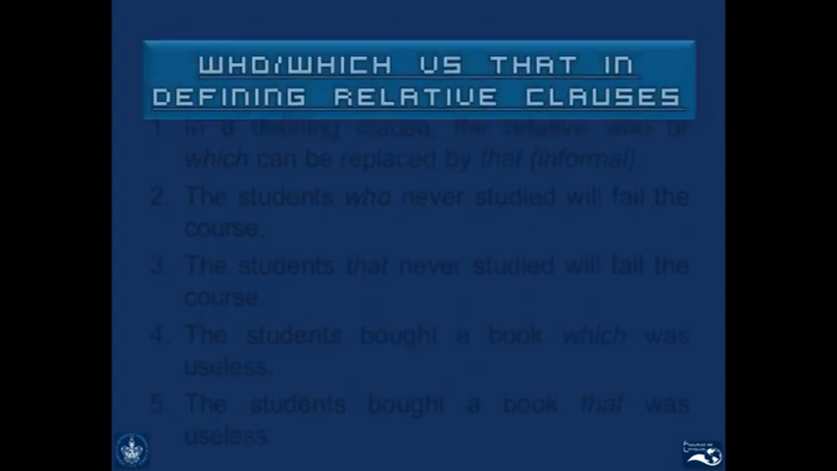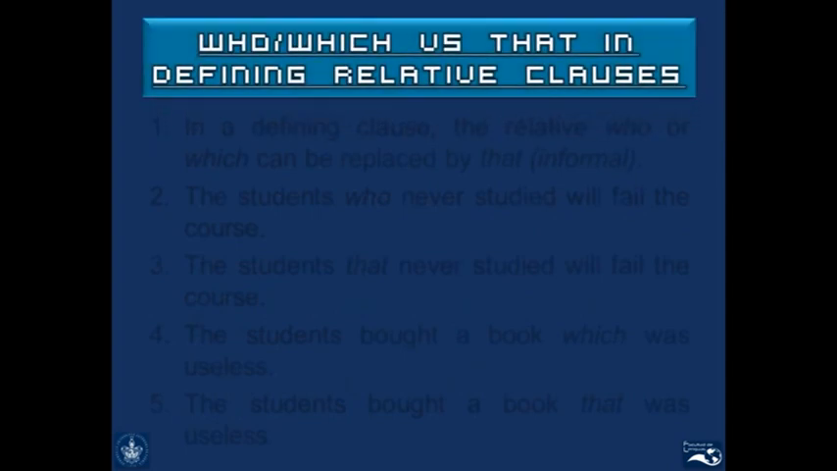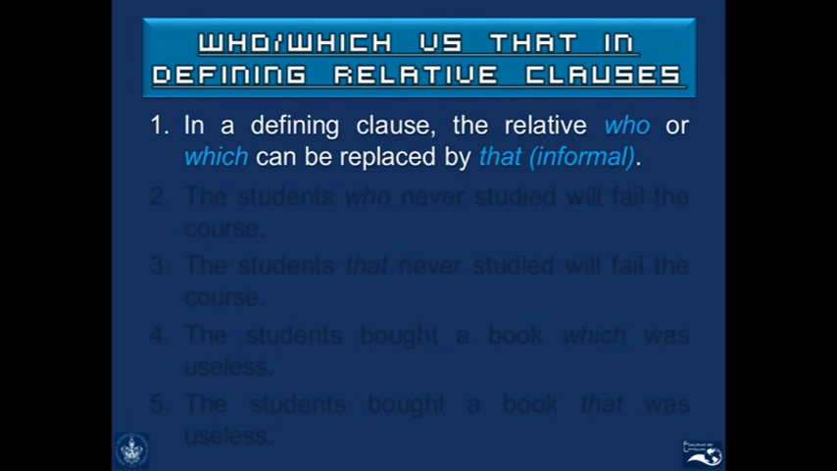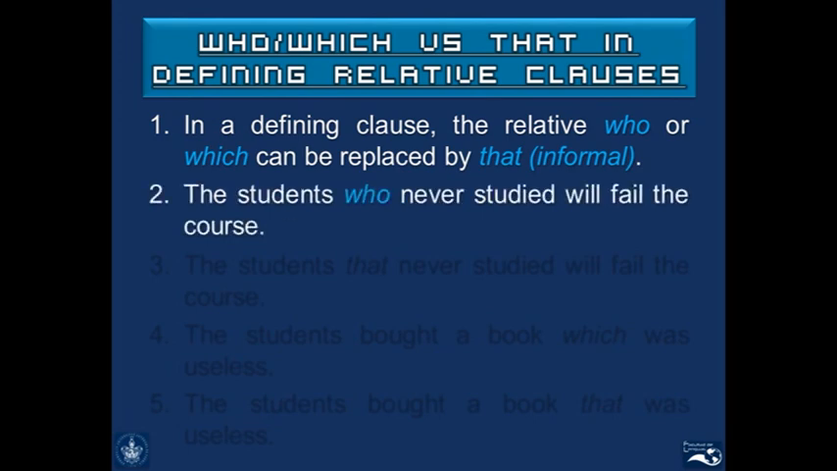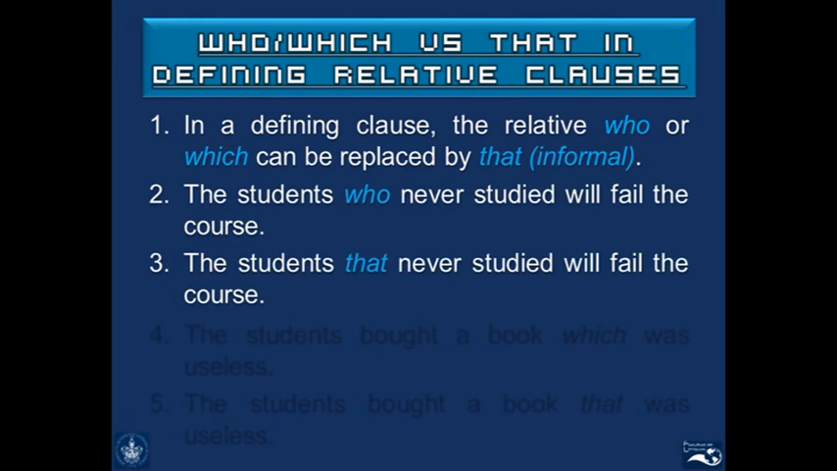Now, there is another important difference between defining and non-defining clauses that concerns the use of who or which versus that in defining relative clauses. In a defining clause, the relative who or which can be replaced by that, and the only thing that happens is that it becomes more informal. For example, it is exactly the same thing to say the students who never studied will fail the course as saying the students that never studied will fail the course. The only difference is that who is more formal and that is more informal.